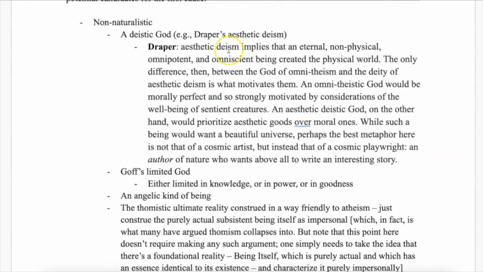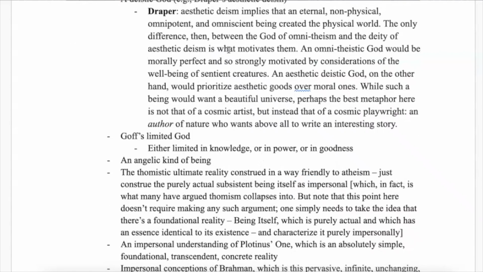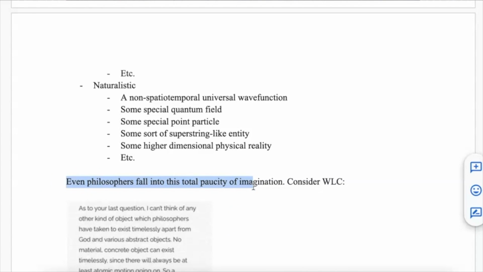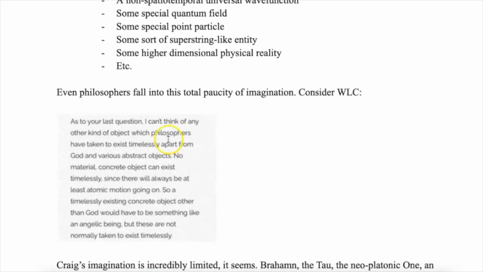Again, this is a very small sampling of non-naturalistic but not traditional theistic candidates for what the first cause might be. Then there are, of course, naturalistic proposals. The first cause might be a non-spatiotemporal universal wave function. It might be some special quantum field, or some special point particle, or some sort of superstring-like entity, or some higher dimensional physical reality, and so on. And as I say here, even philosophers fall into this total paucity of imagination as to what a first cause might be. In other words, even philosophers fall into mistake number 88. Consider, for instance, William Lane Craig, who writes the following.